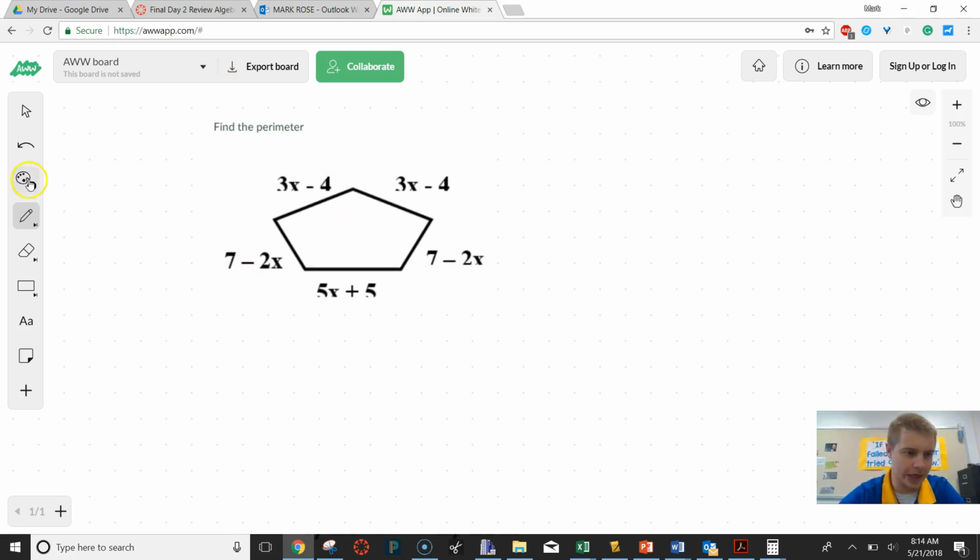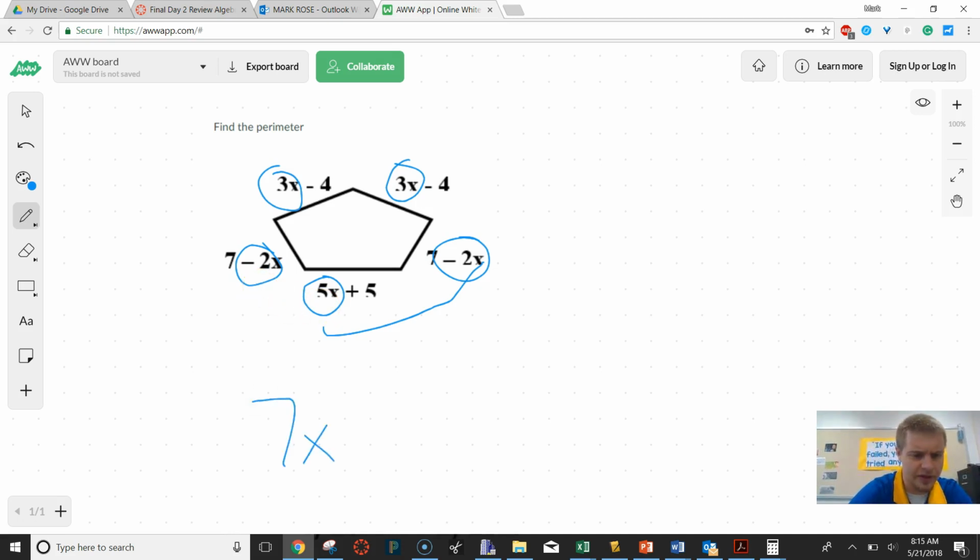What I like to do is I always like to count up my x's first because I think that's just easiest, or the same type of variables. Always, when you're counting them, you include the sign that's in front of them. So that's 3, 6. 6 minus 2 is 4. Plus 5 is 9. Minus 2 more is 7. So we have 7 x's.